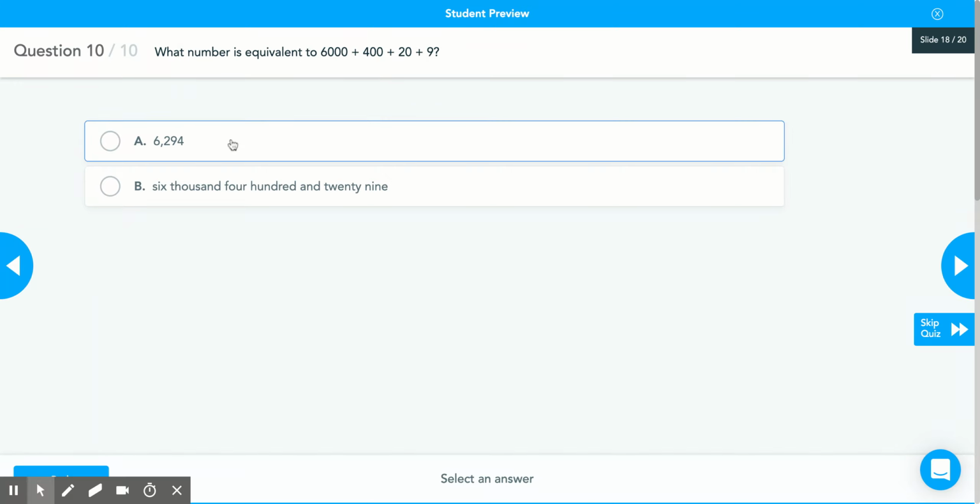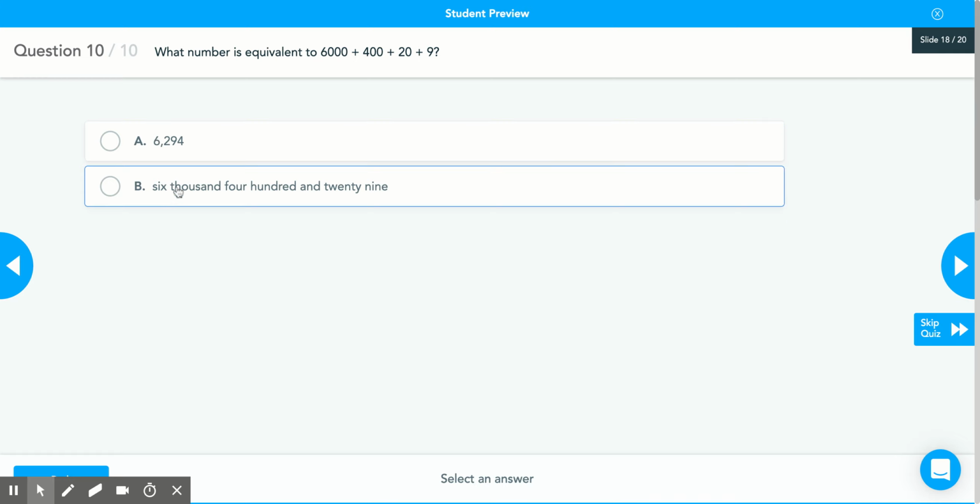Lastly, we have what number is equivalent to 6,000 plus 400 plus 20 plus 9. So we can either compose that into standard form, or we can put it into words and see which one's correct. So first, we have the first expanded version of the number to be 6,000. So then we look for A in the thousands place. 6 is in the thousands place, so A is correct so far. In B, 6,000 is written into words, which also makes B correct so far.